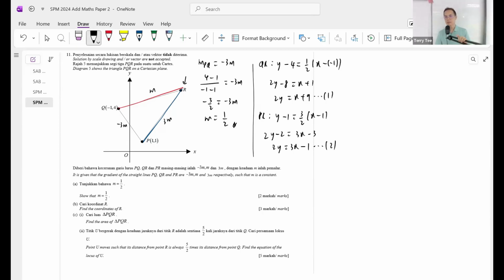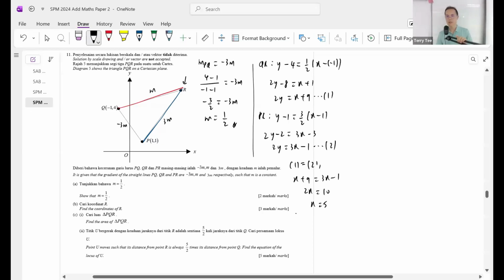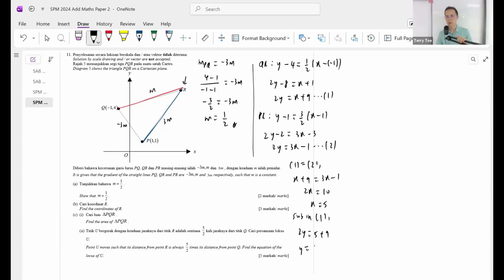Equation number 2. So we can solve them simultaneously by equating equation 1 with equation 2. So x plus 9 is 3x minus 1. Bring over: 2x is now 10, x is 5. Your x coordinate is 5. Then let's find our y coordinate. Substitute into equation 1: your 2y is 5 plus 9, 14. 14 divided by 2, y is 7. Therefore, your R is (5, 7).